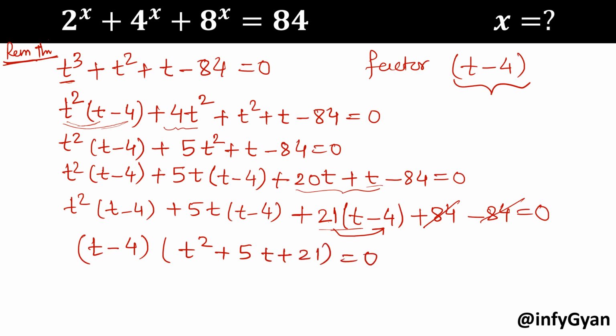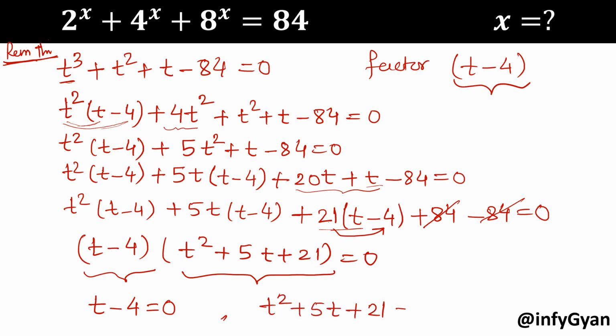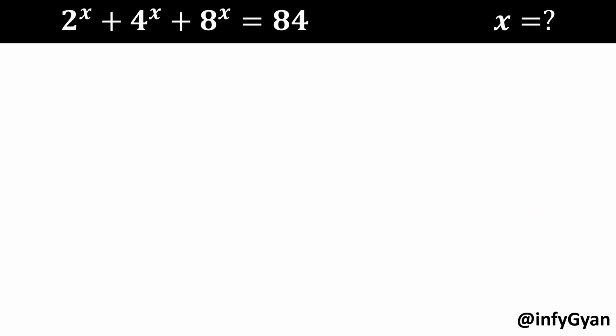Now it is simple. This is a quadratic equation and this is your linear equation. So our solution will be t minus 4 equal to 0, or t square plus 5t plus 21 equal to 0. Let's find out whether there are real roots or not in this question. T minus 4 is equal to 0, that means t is equal to 4. This is one real solution.